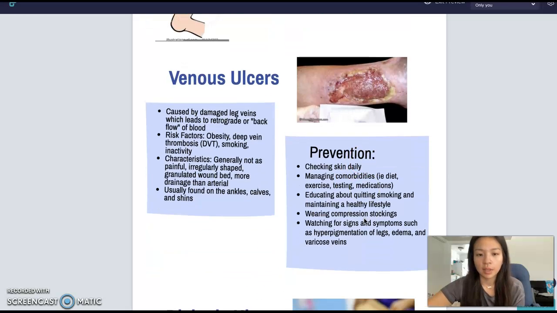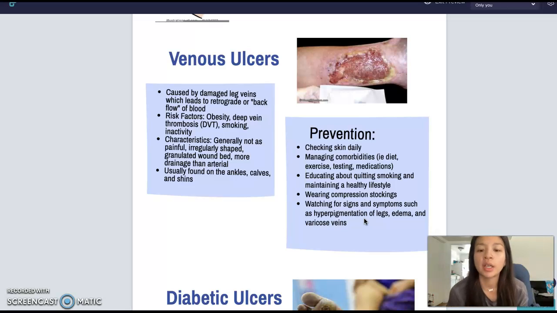Prevention, you want to check their skin daily. You also want to manage their comorbidities. With any of these ulcers, it's very important to manage their comorbidities. Educating about quitting smoking and maintaining a healthy lifestyle. Wearing compression stockings to help with the backflow of blood. And watching for signs and symptoms such as hyperpigmentation of the legs, edema, and varicose veins that can put an individual at a higher risk of venous ulcers.